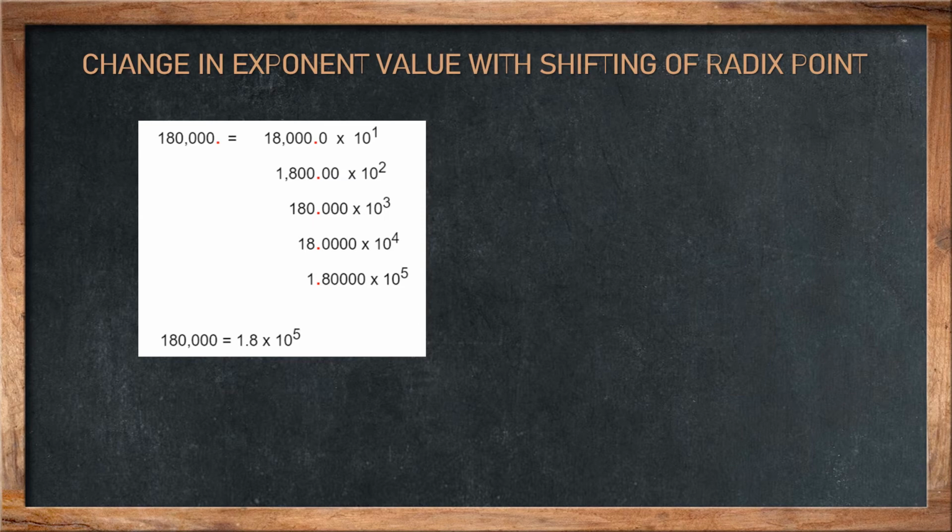This is my number. The red color shows the radix point or decimal point. We have taken the example with a decimal number, but we are learning about the radix point. When you write this 0 over here, my 1,80,000 remains the same. But if you shift this radix point one place to the left, you need to write this number in this form, multiplied by 10 raised to 5. We are shifting to the left side, right?